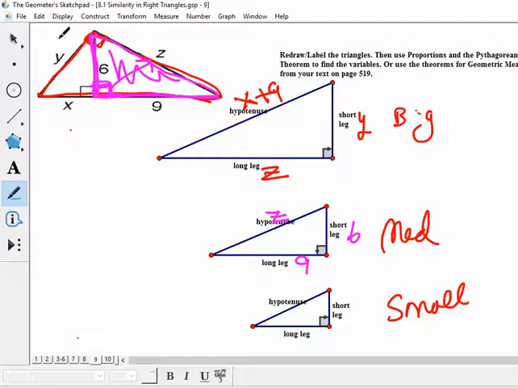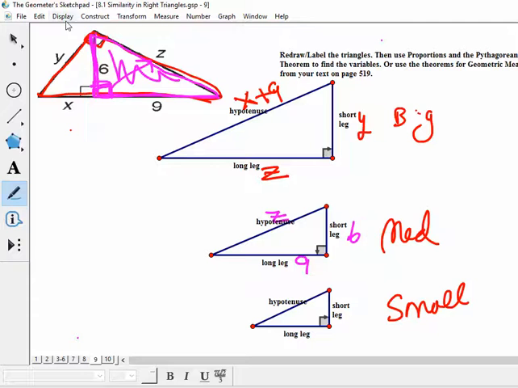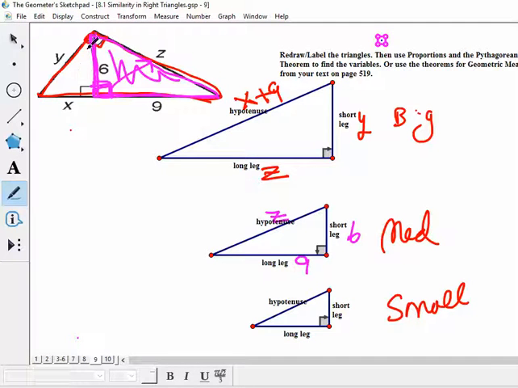Okay, now we're going to find the small triangle. I will use some blue here. So here's my small triangle. My small triangle has a right angle right here. Opposite the right angle is the hypotenuse, which is y. The short leg is x. The long leg is 6. So then you'll set up a proportion. If you want, you can find z right away, but it's going to be a square root.